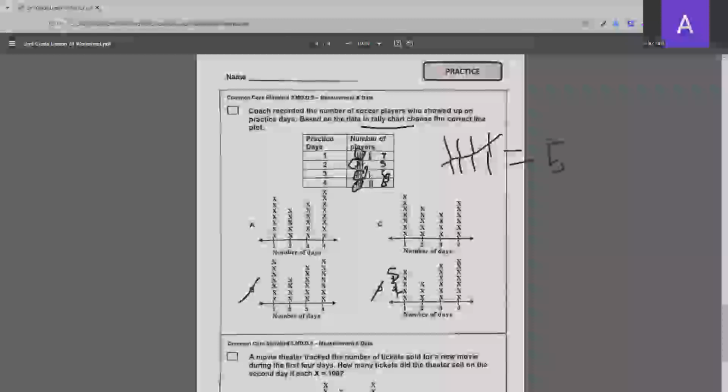Now let's look at practice day 3, which is 6 players. A has 6 X's, which is correct, but C only has 4 X's, which is incorrect. That means our answer is A.